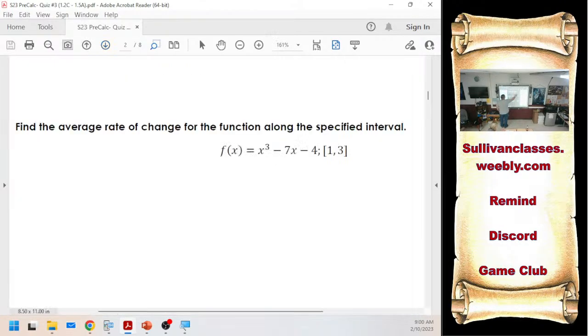Average rate of change. What is average rate of change? Fancy, fancy, fancy words for find the slope of the line through this interval. This is not a coordinate. These are the x's on my interval.